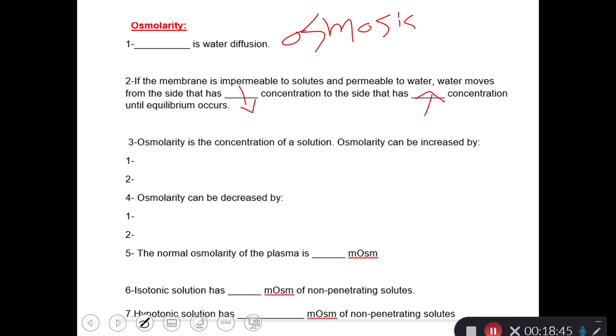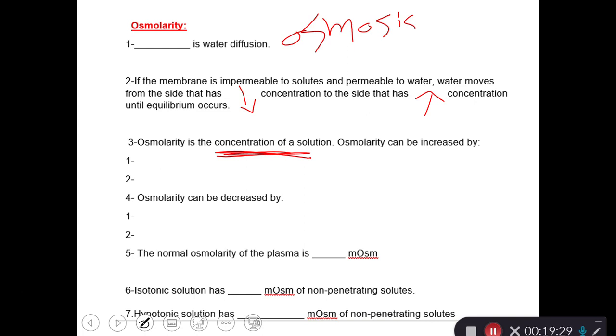How to increase or decrease the osmolarity? Of course, the osmolarity of a solution can be increased by two ways: add solutes or take away water. To decrease the osmolarity, you need to do the opposite. Sorry, to decrease the osmolarity, you add water or take away salt to make the solution diluted. To make it more concentrated, you add solutes or take away water.